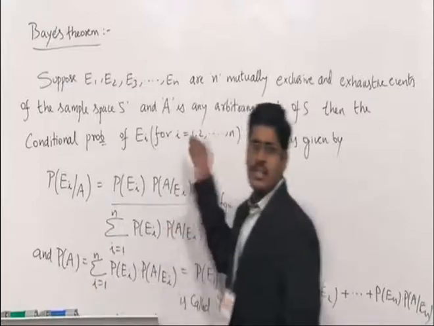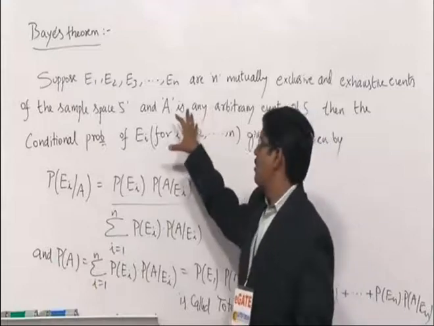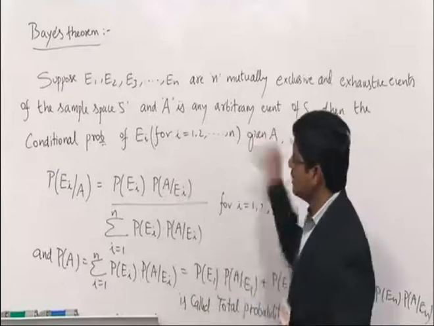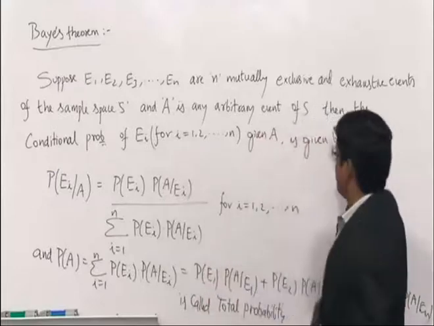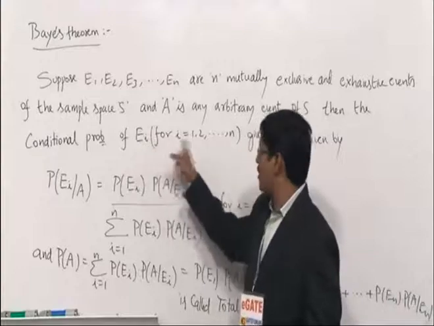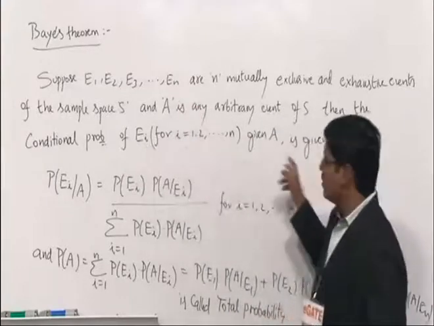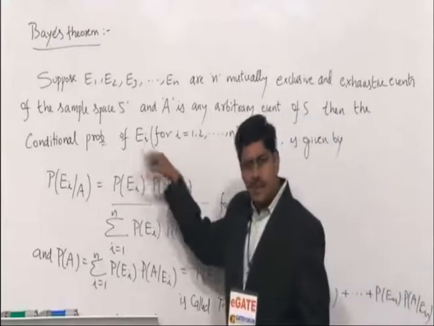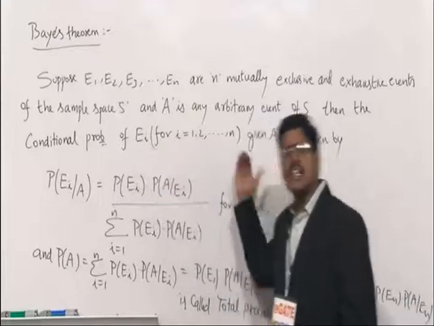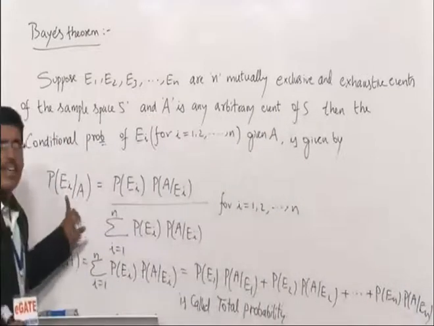And A is any event in the sample space. That is, we will assume A is an arbitrary event in the problem, any arbitrary event of S. Then the conditional probability of E_i given A, where i is equal to 1, 2, 3, that is, E1 given A, E2 given A, E3 given A, and so on. So that tells us the conditional probability P of E_i given A.